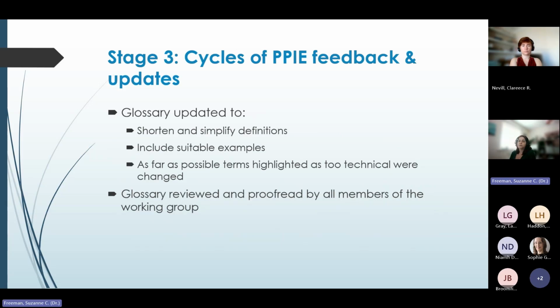Following this meeting, we updated the glossary: we shortened and simplified definitions, included suitable examples, and as far as possible changed the terms that had been highlighted as too technical. There were some definitions where it was felt, for example, that changing prediction to something like guess would lose the concept of the definition, the accuracy we were looking for. So there were a few limitations where we weren't able to change those terms. The glossary was then reviewed and proofread by all members of the working group before it was released.